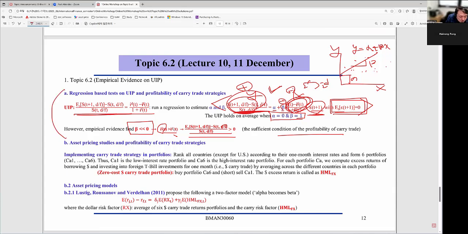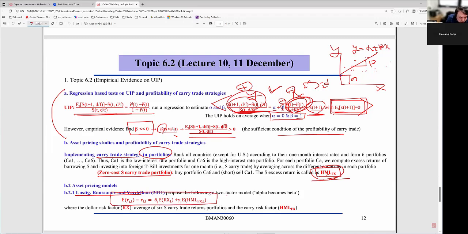Now, when we observe profitability of carry trade, how do you actually implement that? You're going to implement the carry trade strategy in a portfolio. You're not going to just borrow one currency and lend to one currency. You're going to borrow from many currencies and lend to many currencies. So we talk about this zero cost dollar carry trade portfolio, and we call that HMLFX. So this is the alpha to the Fama-French three-factor model and CAPM. That's what we talk about. And Rusanov and Badland say alpha becomes beta.